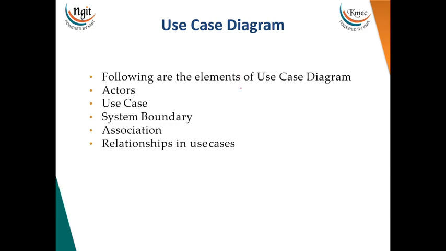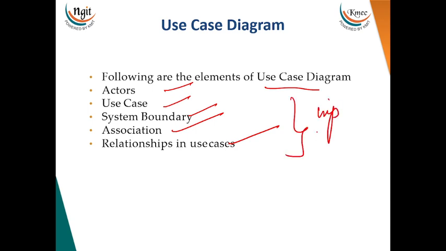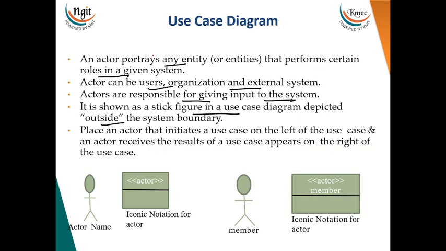Correct. The following elements are used in use cases: actor, use case, system boundaries, association, and relationships in use case. These are very important points in use case. When you are creating a use case, these points have to be taken into account. An actor portrays an entity that performs a certain role. An actor that performs a certain role. Correct. And it is represented with this one.